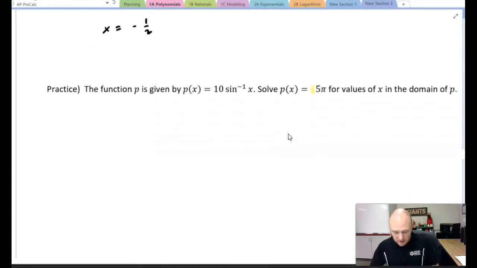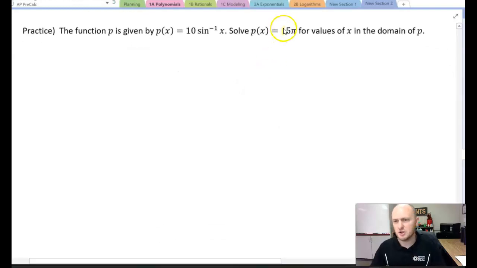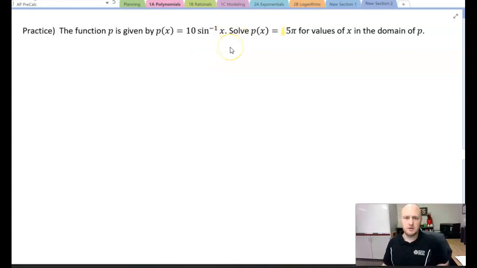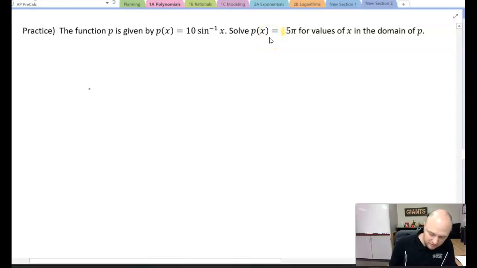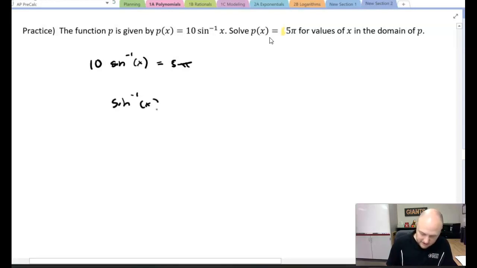Practice problem. Please pause and try this one. Again, make sure you took off the 1 on that 15 pi, otherwise the problem doesn't work for the range values of sine inverse. Try this one, and I'll show you the solution in a moment. Okay, so p of x equal to 5 pi. That is 10 sine inverse of x equal to 5 pi. We divide by 10, and we get sine inverse of x is equal to 5 pi over 10, which equals pi halves.